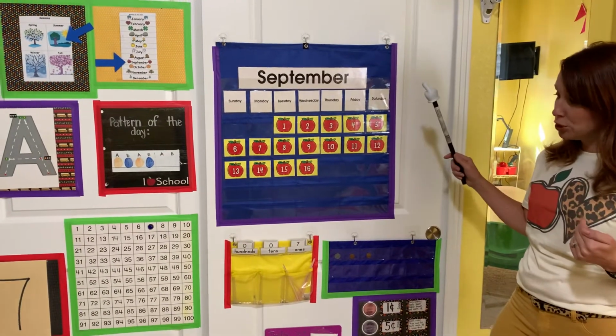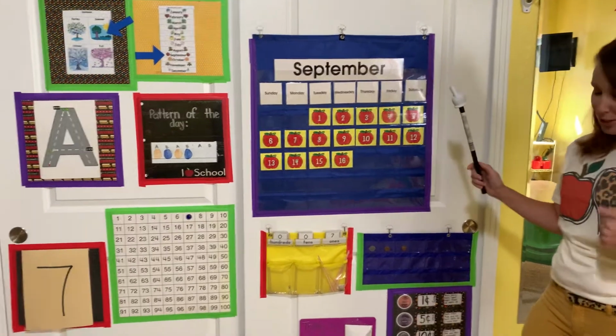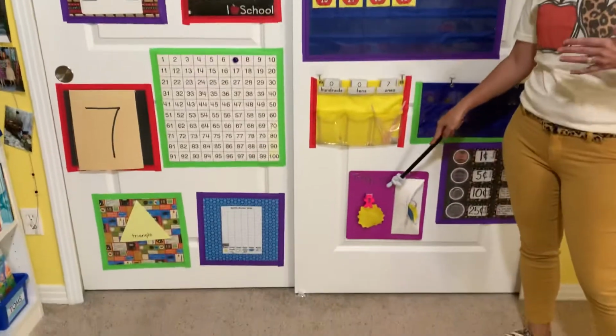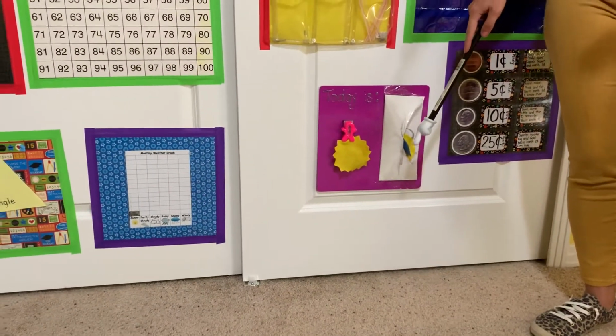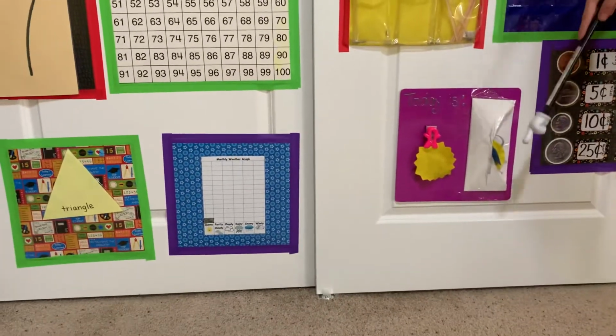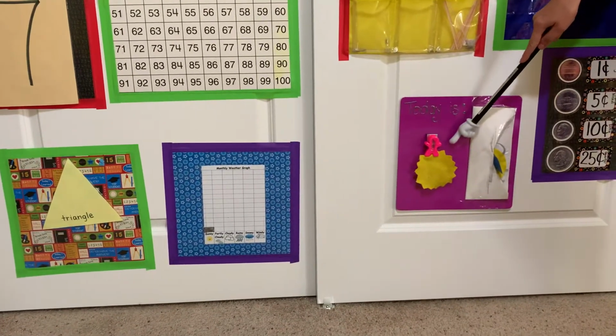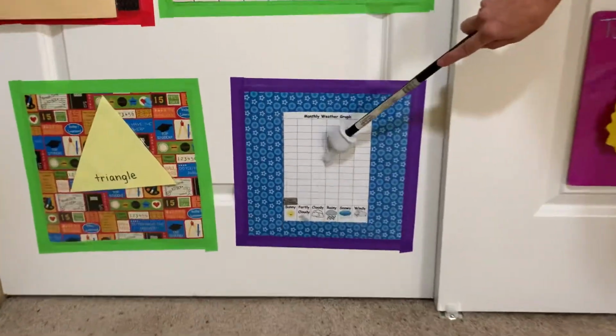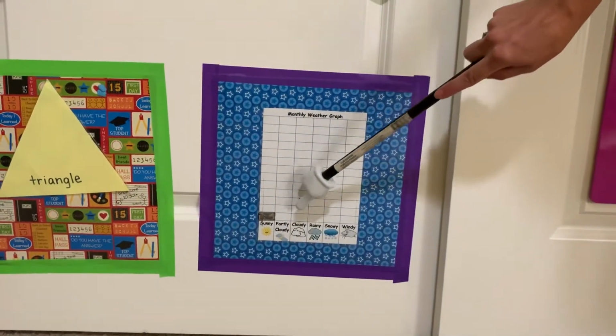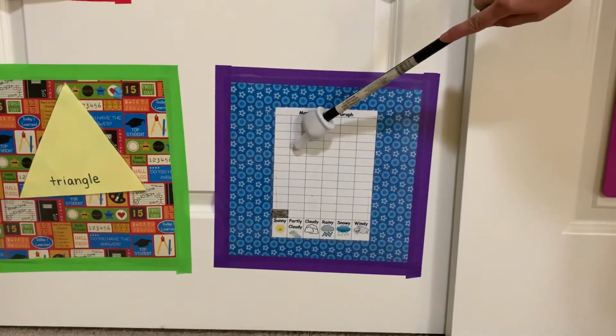Then we're going to go to our weather. So I would have one student tell me what the weather was like outside. In this envelope, we have all sorts of options: rainy, windy, snowy. They pick out the weather, and then that same kid or another kid could come over and graph the weather for us. This teaches them some basic graphing skills.